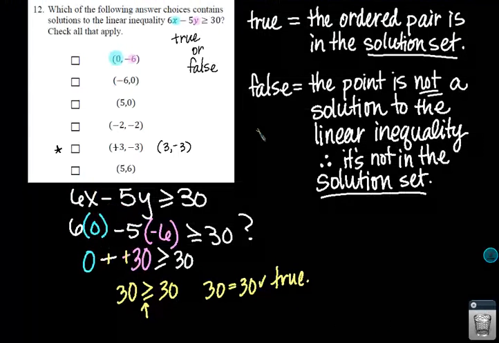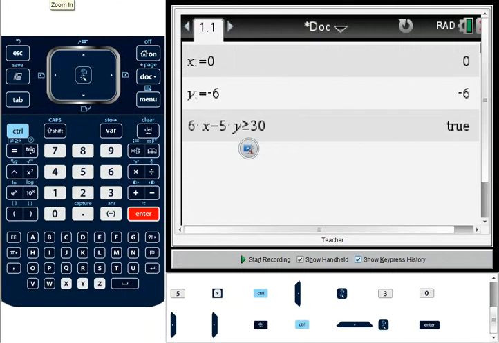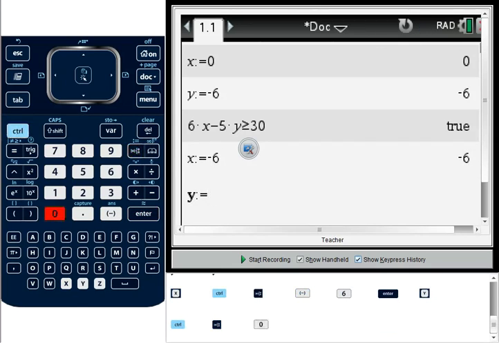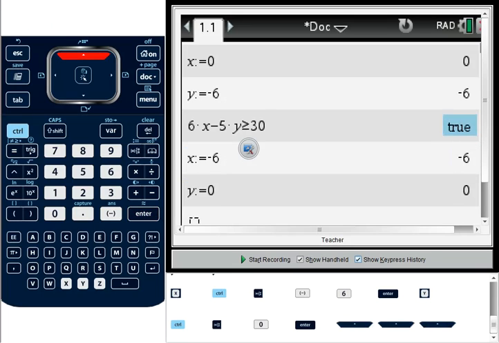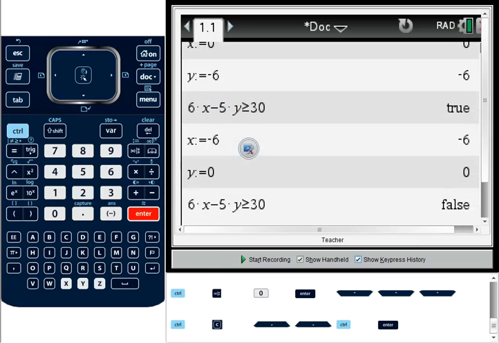So, is this one a solution? Yes, it is. So now we're going to test the next one. So what do we need to do? Store those values. Okay, so what is x? What am I storing x as now? -6. Okay, and what am I storing y as? 0. Then I'm going to type in the inequality again. Instead of typing it in, what else could I do? Okay, so I could scroll up and I could copy it. How do I do that? Control C, scroll back down, paste, Control V, as in victory, and we get false.